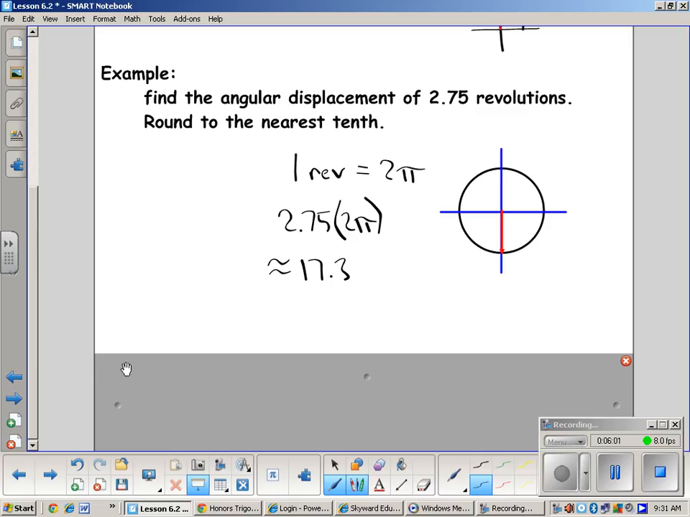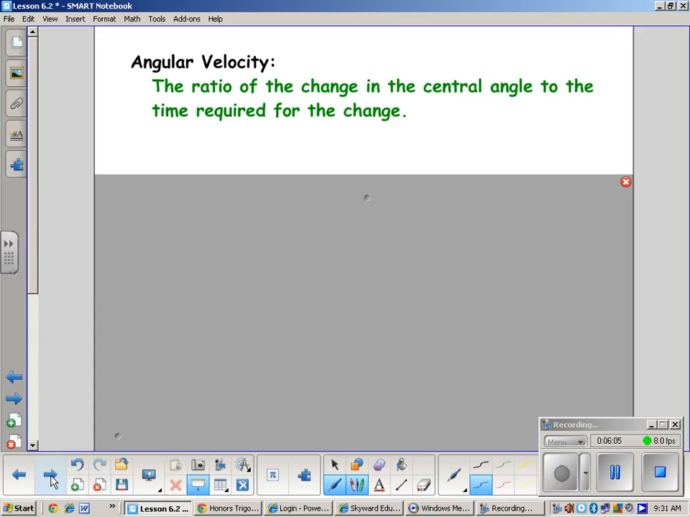Any questions on finding angular displacement? Okay, next concept. Angular velocity. I'll pause while you copy this.